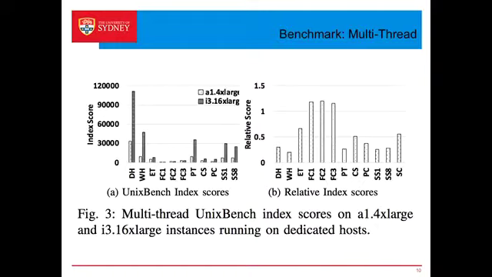This is the multi-thread benchmark results. In most tests, the index score on A1.4xlarge is significantly lower than I3.16xlarge. Well, this is reasonable because I3.16xlarge has 64 vCPU cores, while A1.4xlarge has only 16 vCPU cores. However, in all three file copy tests, the index score on A1.4xlarge is higher. This suggests that file copy performance is controlled by disk I/O capacity.